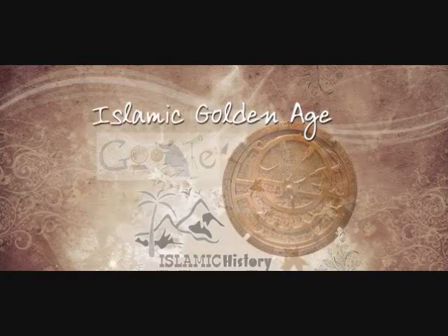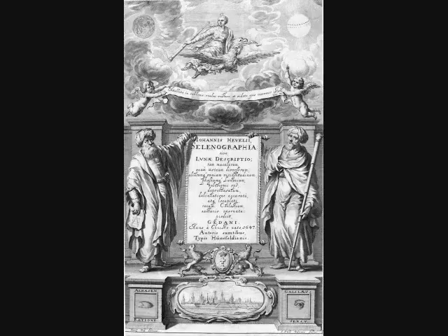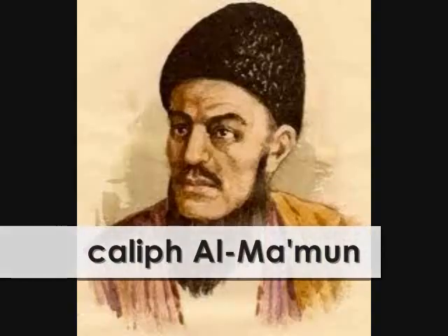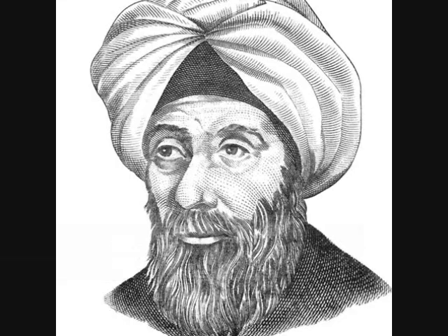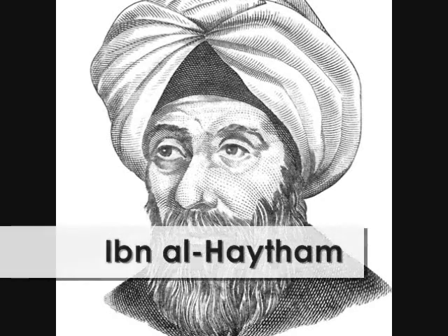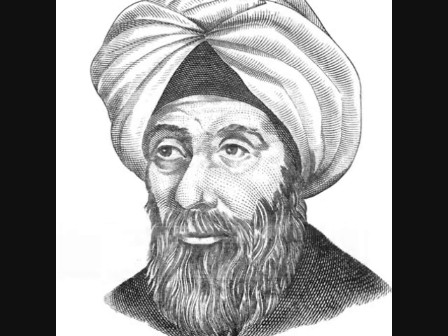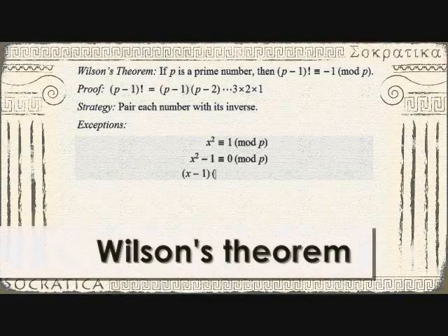Arithmetic in the Islamic Golden Age. In the early 9th century, the Caliph Al-Mamun ordered translations of many Greek mathematical works and at least one Sanskrit work. Diophantus's Arithmetica was translated into Arabic by Kusta ibn Luka. According to Roshdi Rashed, Al-Karaji's contemporary Ibn al-Haytham knew what would later be called Wilson's theorem.